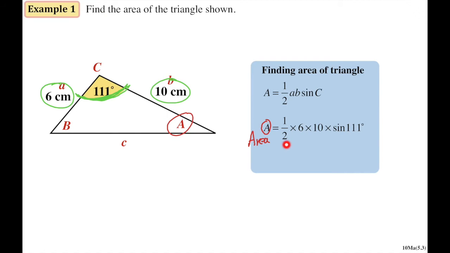So it's a half times the two sides that create my angle 111 degrees, which are 6 and 10. A half times 6 times 10 times the sine of 111. Put that into your calculator, and it's very close to 28 square centimeters. So that's how that one works. Let's look at our second example.